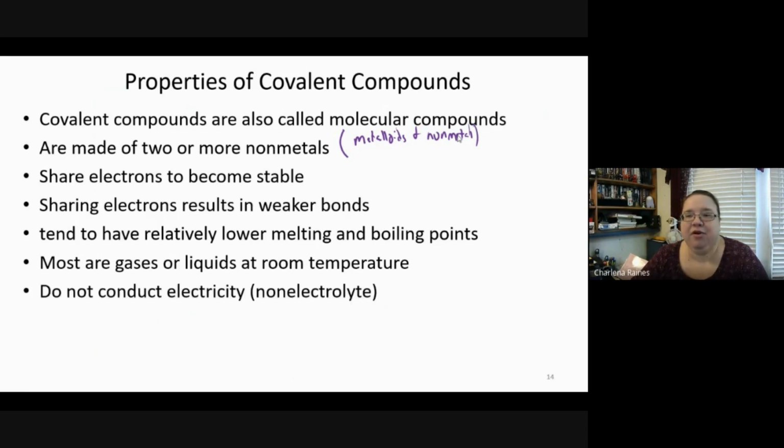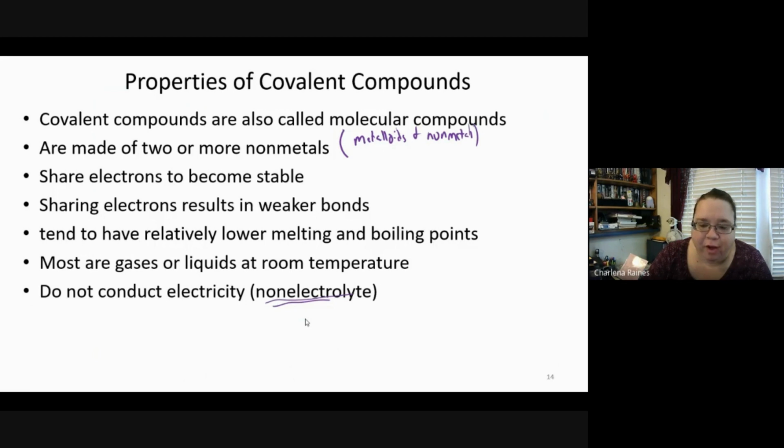Now, the neat thing about covalent compounds is they don't conduct electricity, because when I put them in water, they do not separate into ions, so there's no way to conduct electricity. So they are considered non-electrolytes. Non-electrolytes do not conduct electricity. Electrolytes do, and we were specifically talking about being dissolved in water. So I can't run electricity through a block of salt, but I can run electricity through salt dissolved in water.